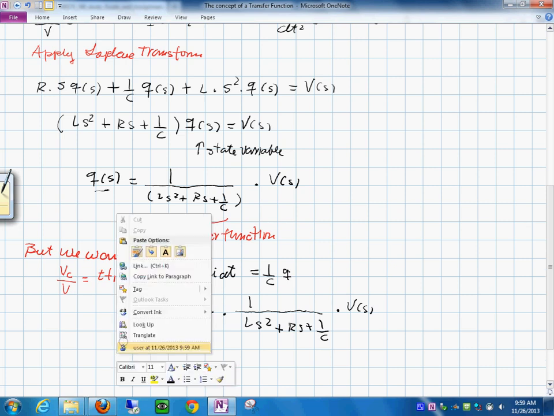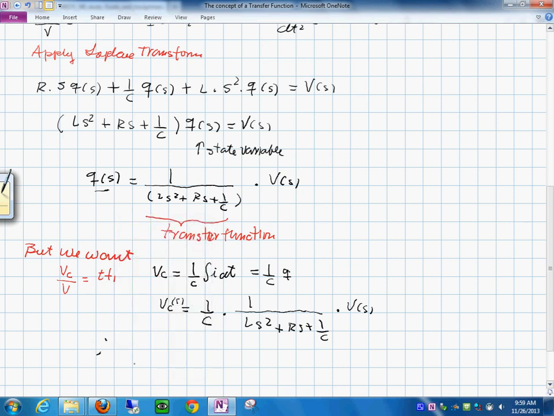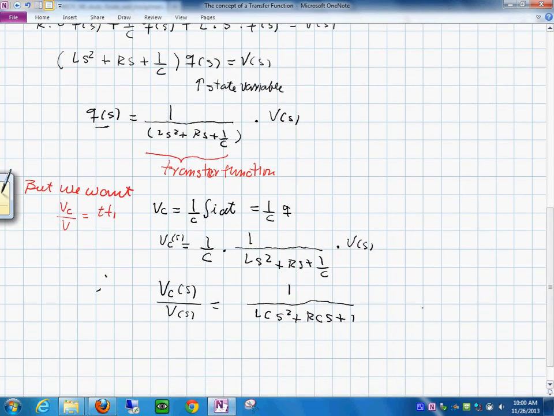Consequently, the voltage across C divided by the input is going to be, if you bring that C in, 1 over L times C times s squared plus R C times s plus 1. And this, of course, is the transfer function.